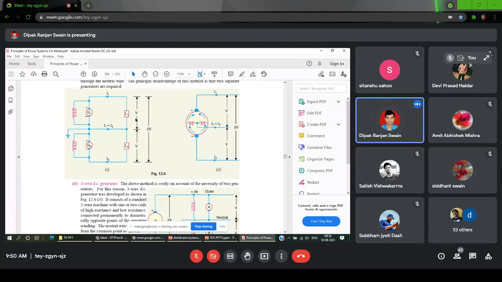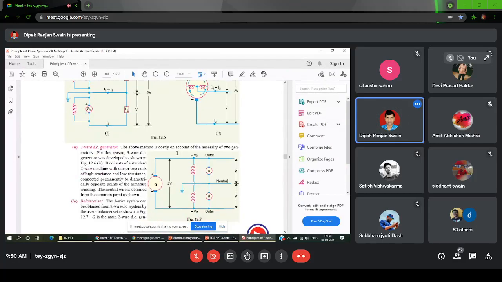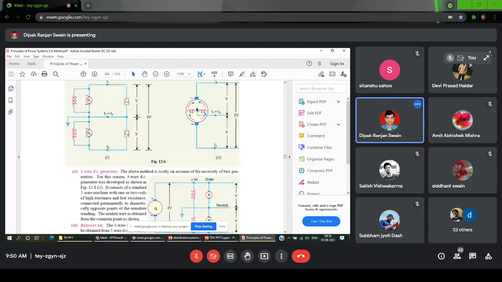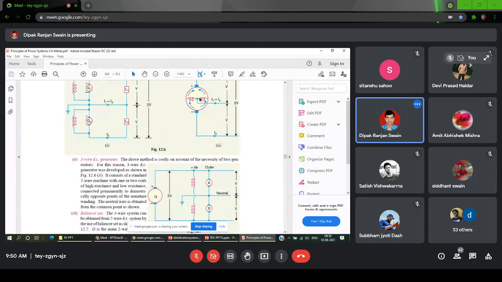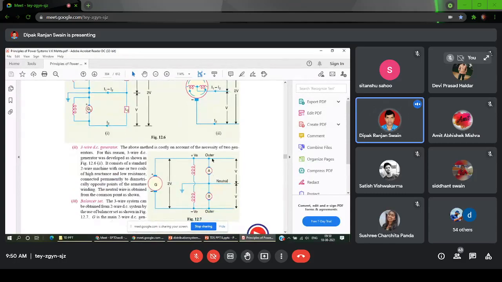Now here also there is a disadvantage: if you don't have a balanced load, because loads depend on the consumer characteristics, this neutral wire or return path will carry the difference of current. Due to that, the voltage drop due to the difference in current flowing in these windings means the voltage may not be exactly equal to V on both sides. So to handle that, we use a balancer circuit like this.